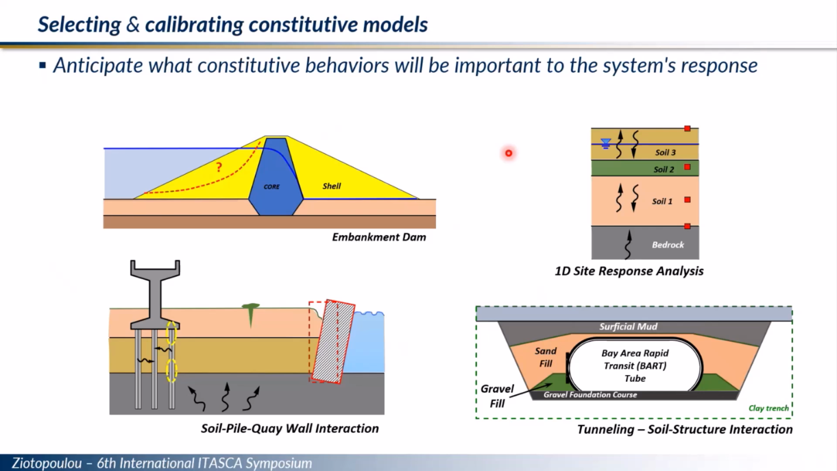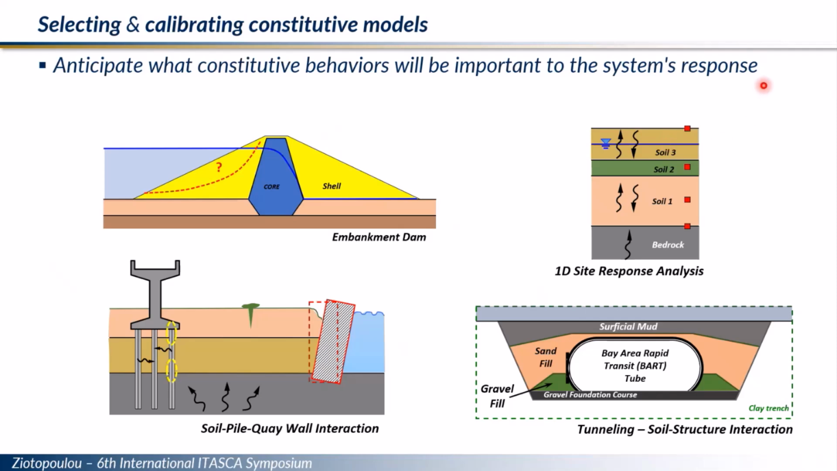Now, I talked about selecting the models and advertising what they do and what they cannot do. That is one, but then the evaluation of whether a model is for you or not has to do with understanding what type of system you're dealing with. If the model is not capable of doing sloping ground conditions, for example, it does not matter if you're doing a site response analysis, and so on and so forth. So we need to always anticipate what constitutive behaviors are important to our system's response, and that doesn't take long to do.